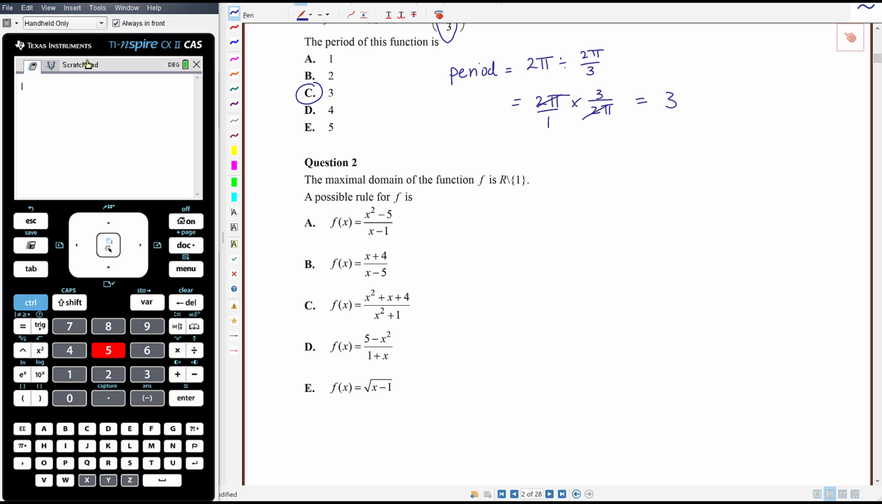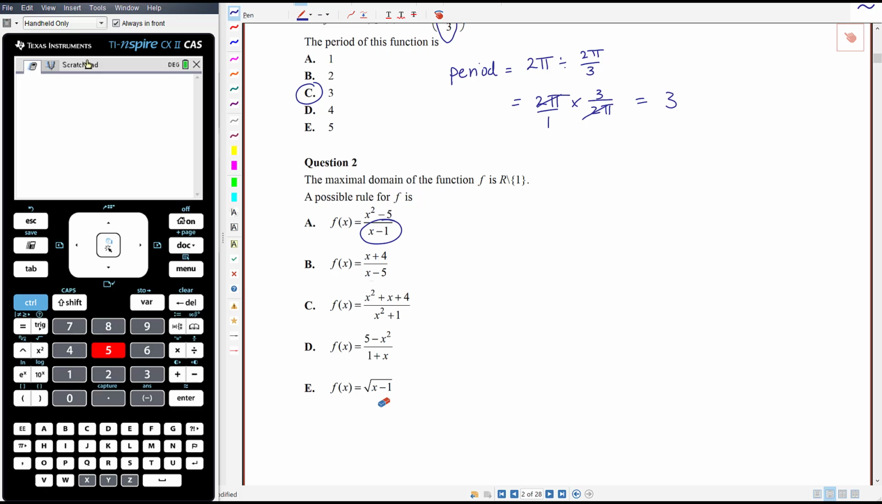Maximal domain of the function is R excluding 1. A possible rule for f is. Okay, so definitely R excluding 1 would be the domain of that function. R excluding 5 would be the domain of that function. The domain of that function would be R. There's no problem there. Domain of that would be R excluding negative 1. This would be x minus 1 has to be bigger than or equal to 0, so x has to be bigger than or equal to 1.